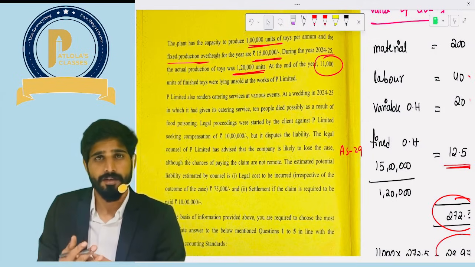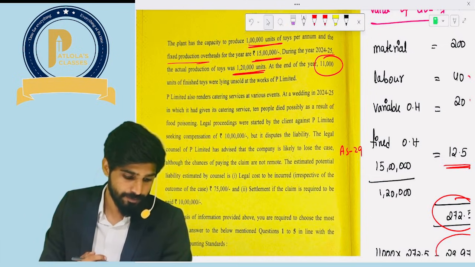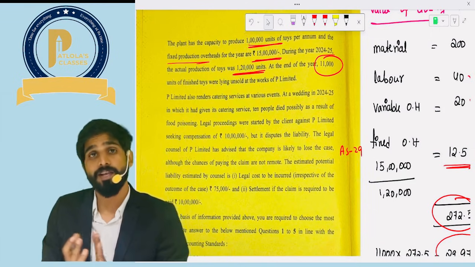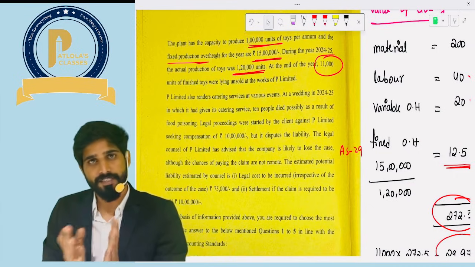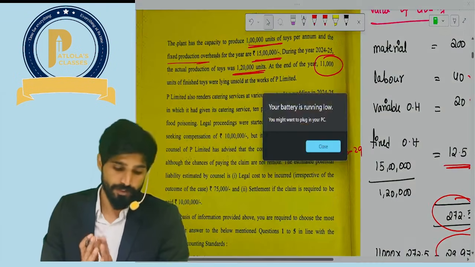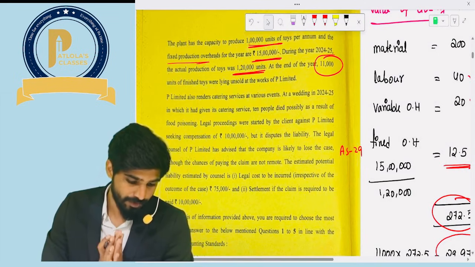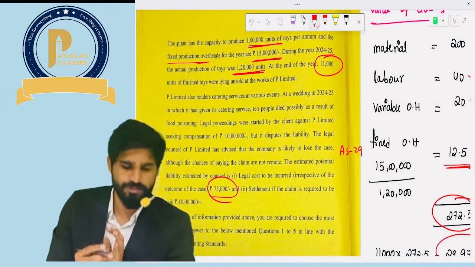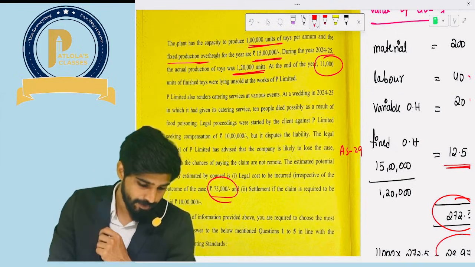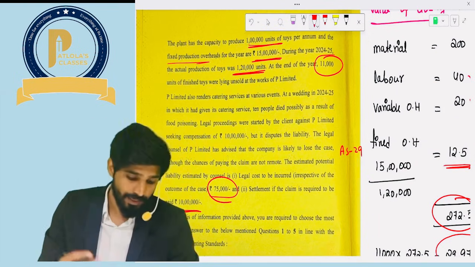That does not mean that is sure shot of food poison and we have to end up paying 10 lakhs. The legal counsel of P Limited has advised that company is likely, it is just likely 50-50, it is not more likely. When it is more likely to lose, then we create a provision. When it is possible, then we treat that as a contingent liability. It is just likely, it is not more likely. Okay, the estimated liability is legal cost to be incurred is 75,000. So this cost of 75,000 has to be incurred. So for that 75,000 we need to create a provision, and I think for this 10 lakhs it is possible because it is not more likely. We have to create a contingent liability.